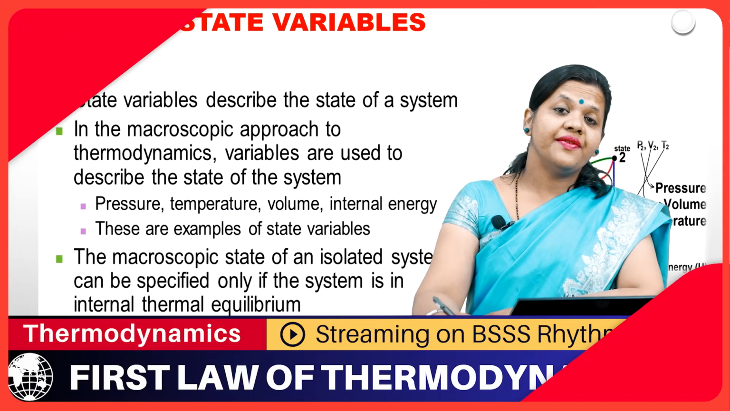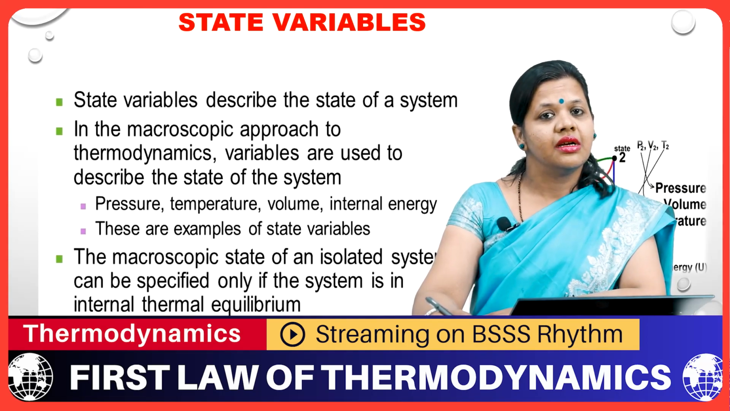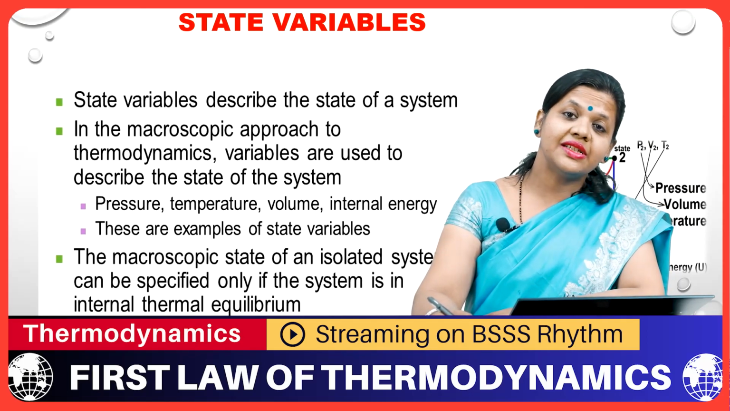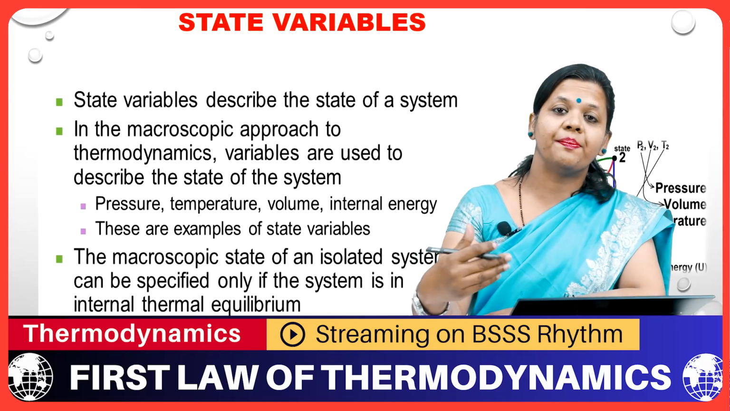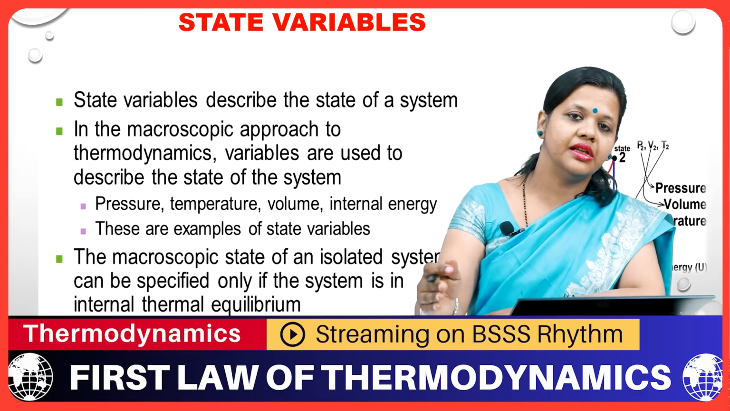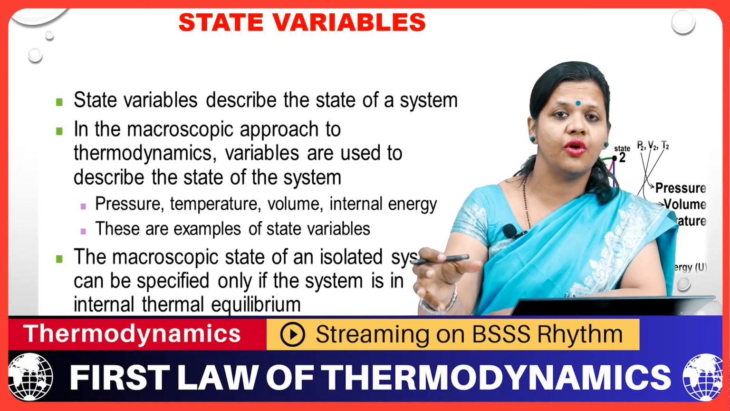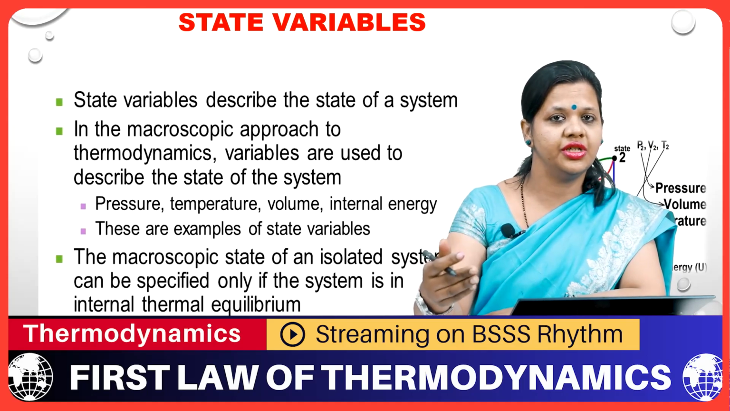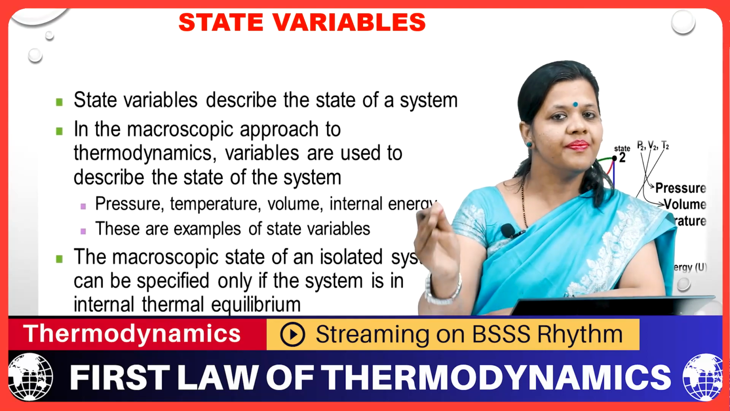As we have said, state variables. What are state variables? There are two types of variables: state variables and path variables. State variables are those which do not depend on the process or the path by which the process has been completed. Their value basically depends on the initial and the final state of the process. Therefore, they are termed as state variables. They depend on the state of the matter, whereas path variables are those whose value will keep on changing according to the path that has been followed to reach from the initial state to the final position.